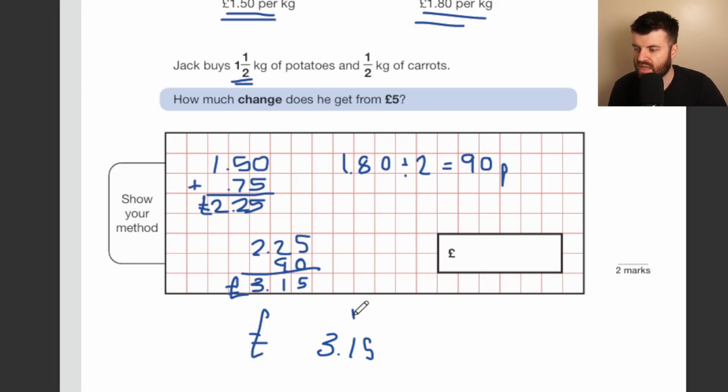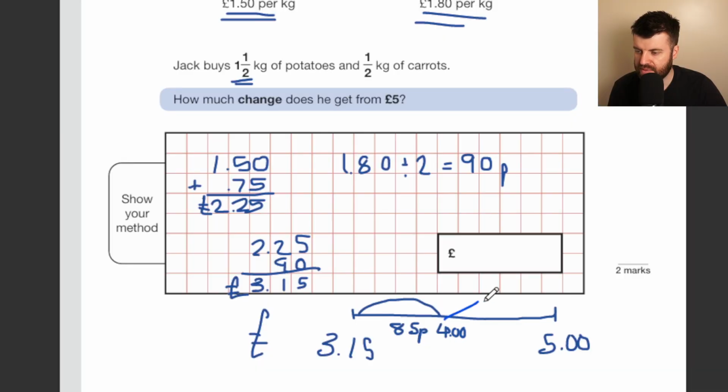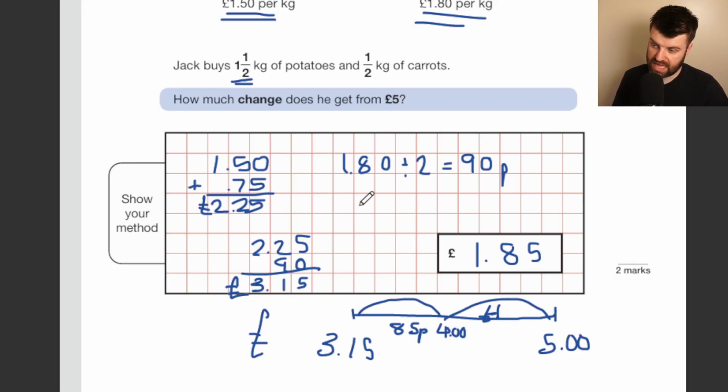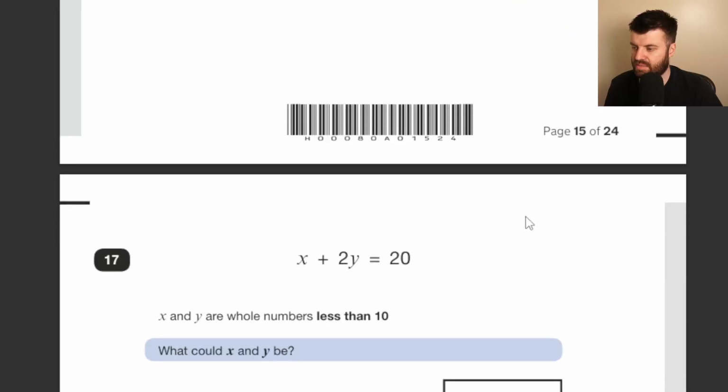£3.15 down the bottom. And to find the difference or the change from £5, we can use a number line and just jump forward. So £3.15, we can do an 85p jump. Gets us to £4. And then we can do a £1 jump. Gets us to £5. So what are the two jumps worth altogether? 85p plus £1. That's £1, 85 pence. That's his change. Multiple steps there, more than 2 steps. So it doesn't always work just to do 2 steps, but we're still going to get 2 marks because basically if you have this answer written down, you get 2 marks. It's as simple as that.